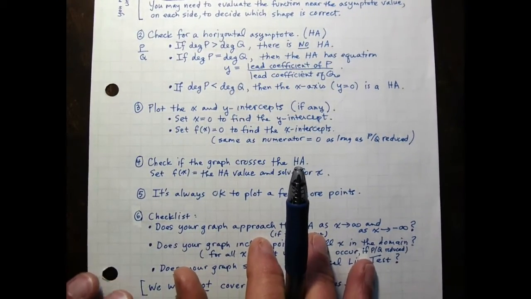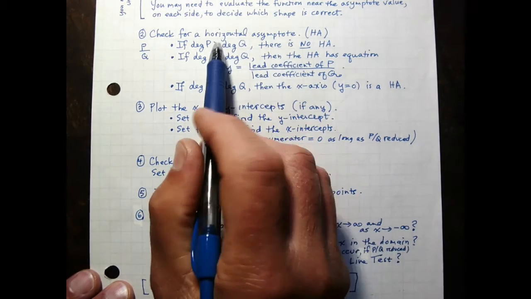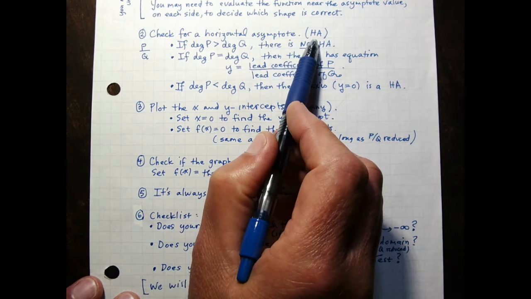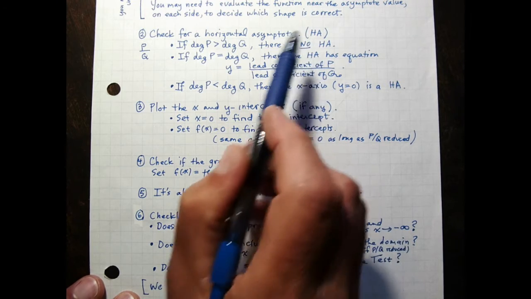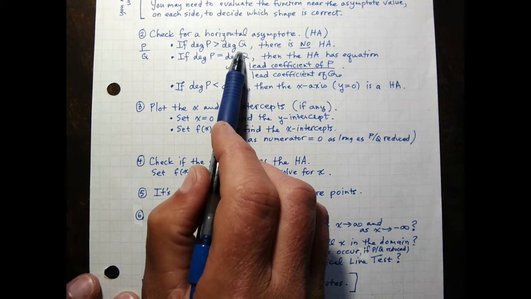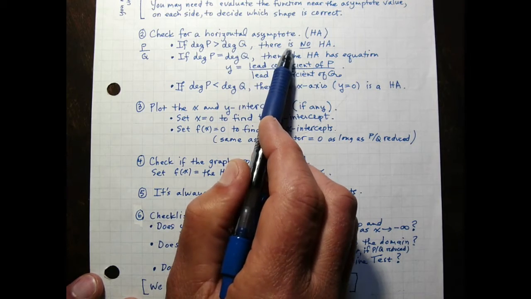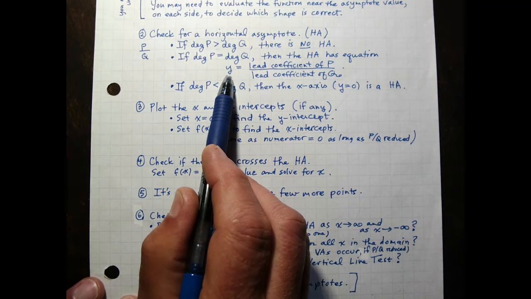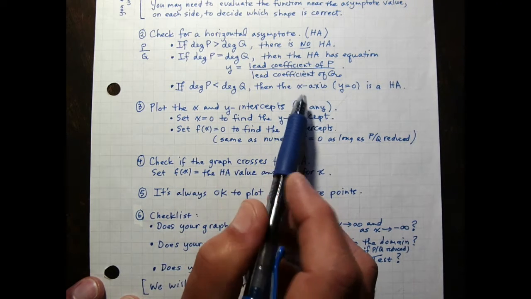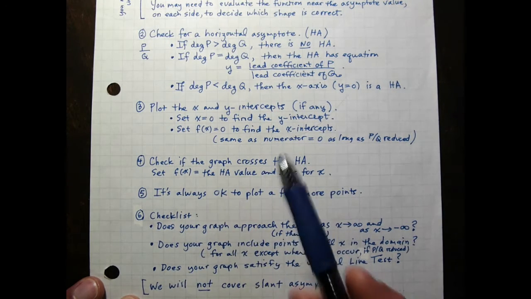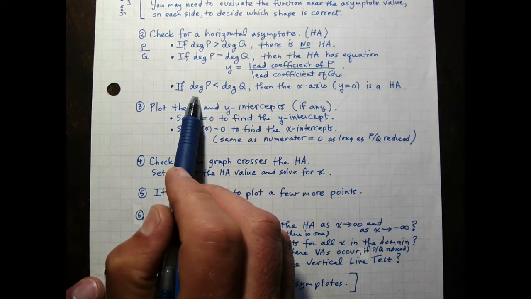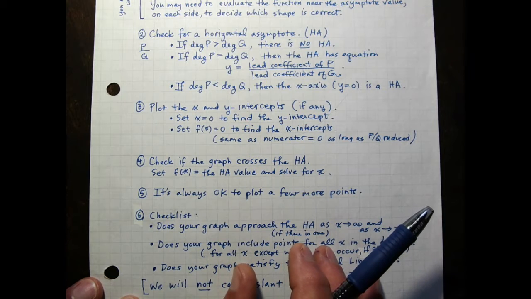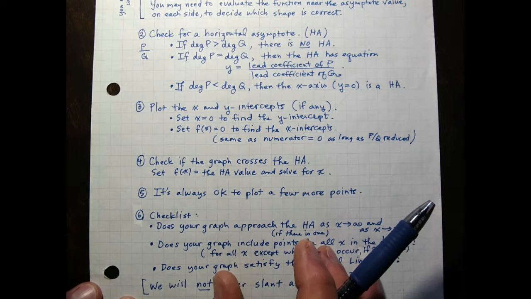Step 2 is to check for horizontal asymptote. There's never more than one horizontal asymptote. Sometimes there's none. And so we'll denote that HA for horizontal asymptote. If the degree of the numerator is greater than the degree of the denominator, there's no horizontal asymptote. If the degrees are equal, there is a horizontal asymptote, and the equation is given by y equals the lead coefficient of the numerator over the lead coefficient of the denominator. If the degree of the numerator is less than the degree of the denominator, then the x-axis, whose equation is y equals 0, is a horizontal asymptote.